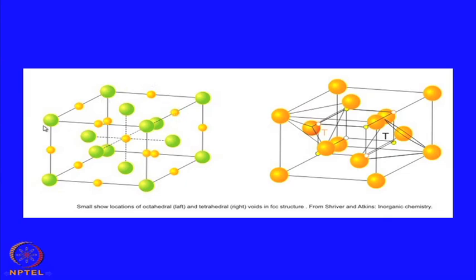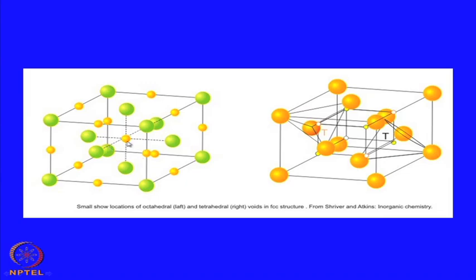So, all these 12 are shared by 4. So, each one is actually contributing 1/4. 1/4 into 12 is 3. So, these sites are actually shared by 4. So, 12 sites are shared, and the contribution to this particular unit cell is 3.